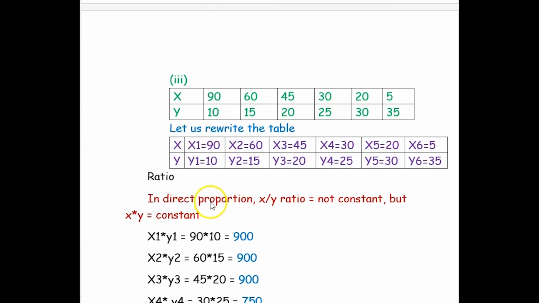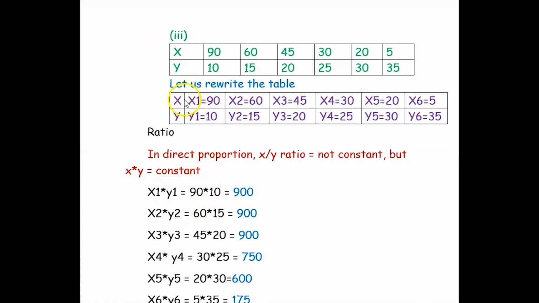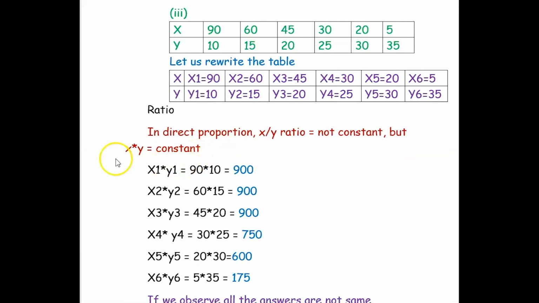Now we'll see the third table. As usual, first we will rewrite the given table in terms of x1, y1, x2, y2 and so on till x6 and y6. Now we want to check whether all these relations are in inverse proportion. So how will we check? x into y should be constant for all the values of x and y.